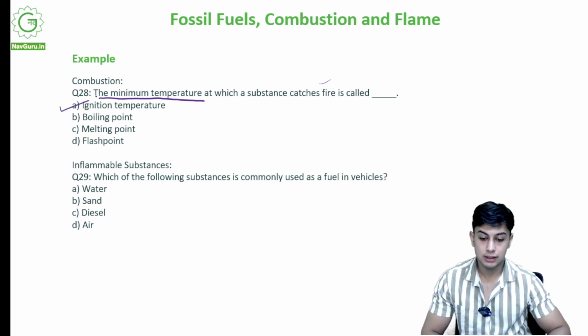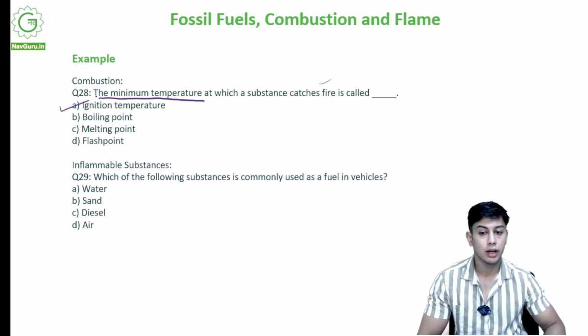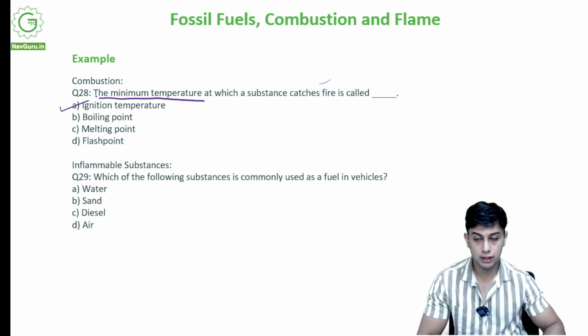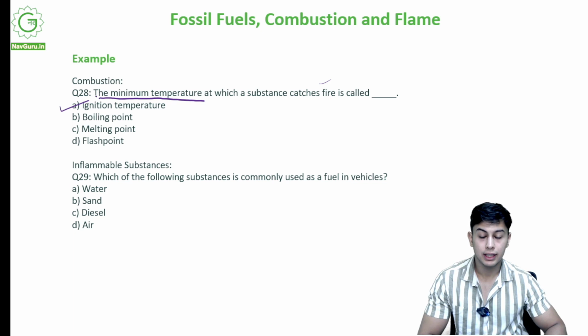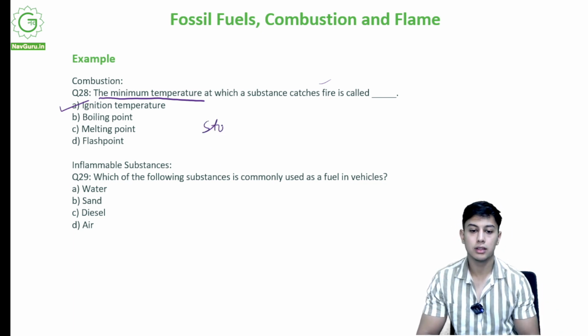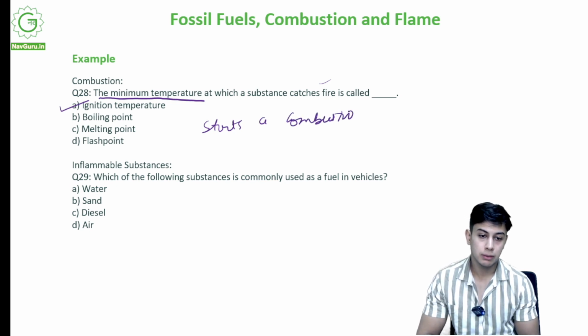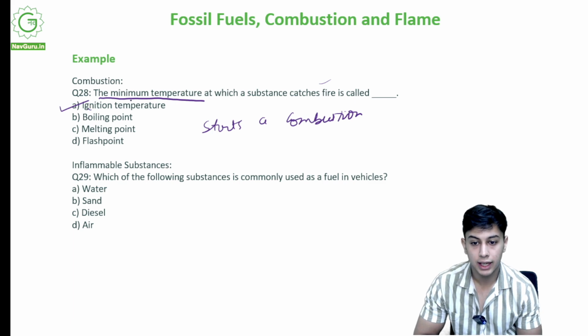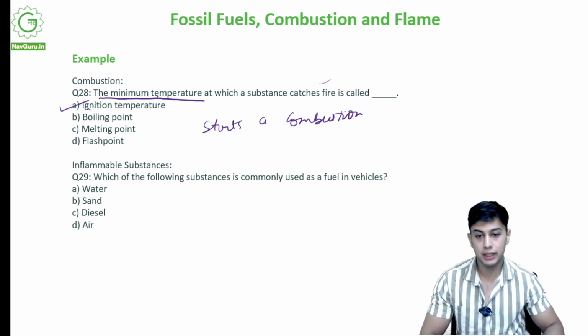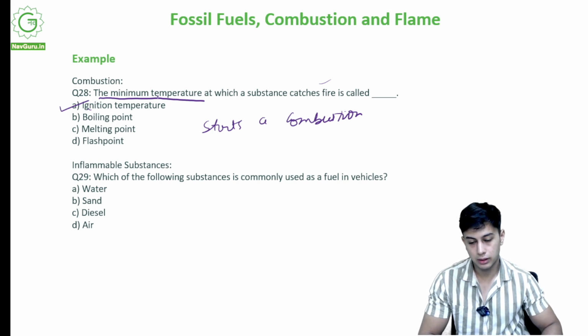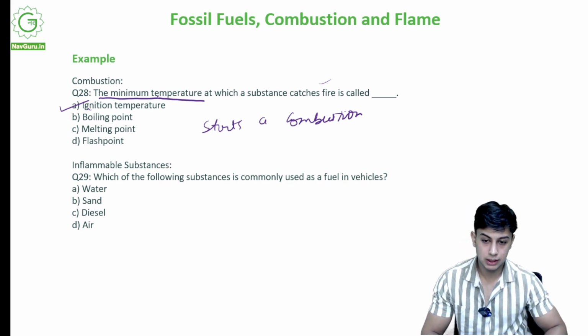Your car starts on ignition. You rotate the key and it starts. It gives it ignition. The fuel starts burning. Alright, there's a spark. Okay, that spark gives it ignition. It starts a combustion process. For combustion to start, I need ignition, and the minimum temperature at which something catches a combustion is ignition temperature.